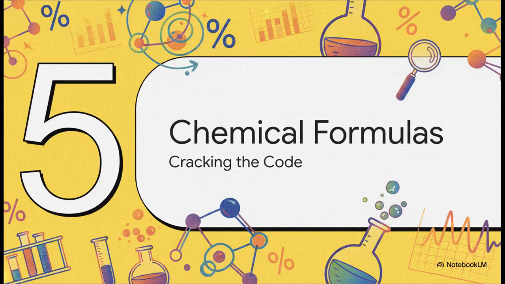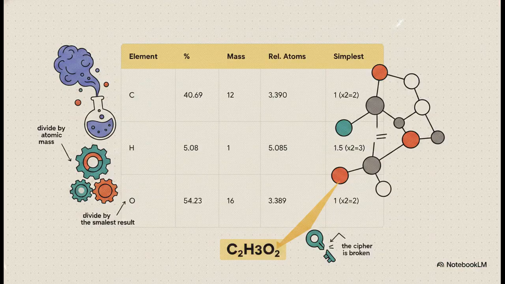Finally, we arrive at part 5, cracking the chemical formula. Now we move into the final resolution phase. We've gathered all the evidence, we've done the tracking, and now we actually have to translate our raw percentage-based data into the exact molecular identity of an unknown compound. Let's crack the code. And this brilliantly illustrates the whole process.